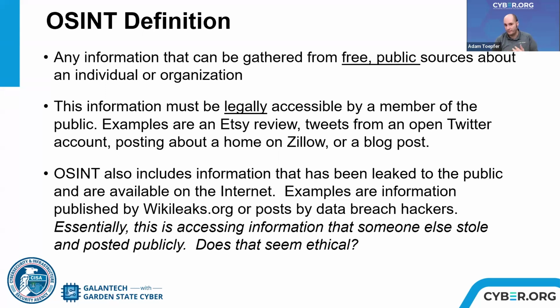Examples are an Etsy review, tweets, or an open Twitter account, posting about a home on Zillow, or a blog post. So Zillow, for instance, someone could get an idea of how many rooms are in your house, what the layout of the house is, your address. If someone knows your address, they could find what your house looks like, what the inside is, where the master bedroom is, because of a tour that exists on Zillow.